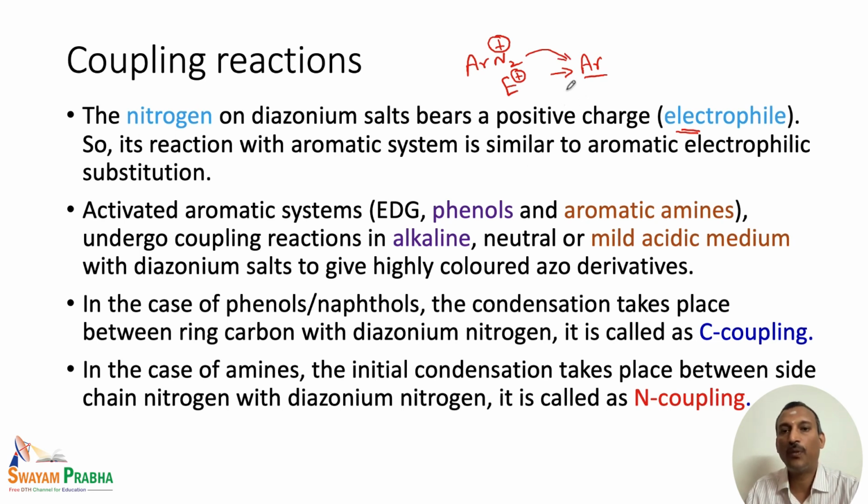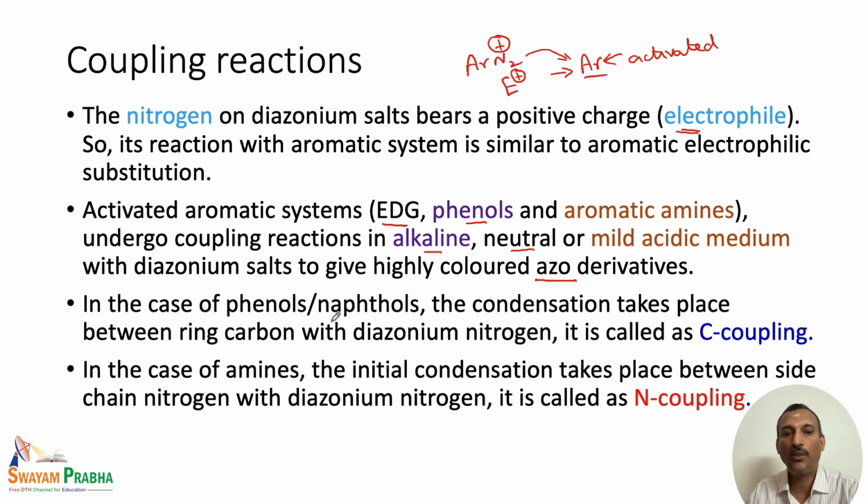What type of substrates will undergo reaction? When the aromatic system is activated, they generally undergo this kind of aromatic electrophilic substitution reaction. Similarly, when electron donating groups like phenols or aromatic amines are present, they undergo coupling reactions in alkaline conditions, or it may happen in neutral or even mildly acidic medium. This leads to the formation of highly colored azo derivatives, or colored compounds.